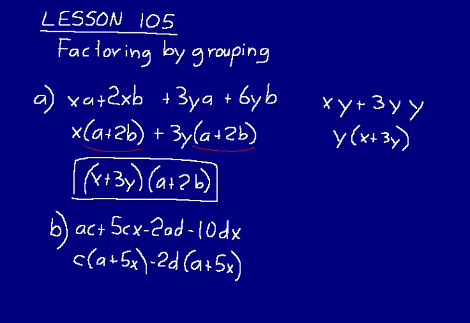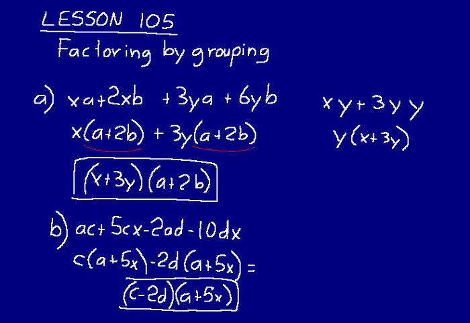So we have a binomial that they both have in common. That's like a common factor. So we can factor that out now, and we'll end up with c minus 2d times a plus 5x. If you're not sure that you really believe that that works like that, go ahead and expand those two binomials out, and you'll get back to the original set of terms there, the original algebraic expression.